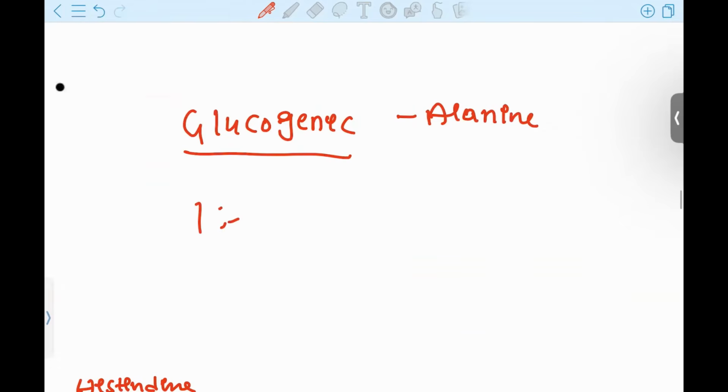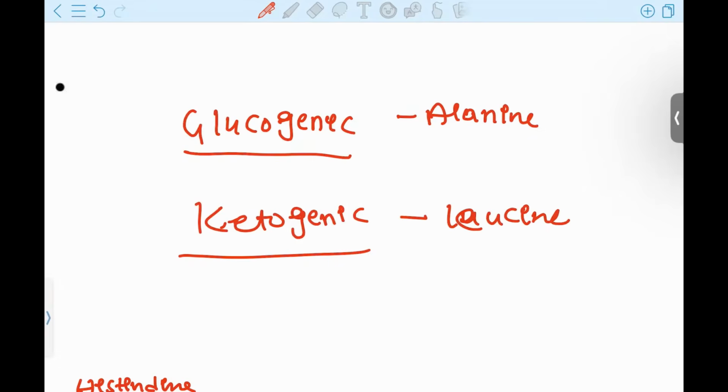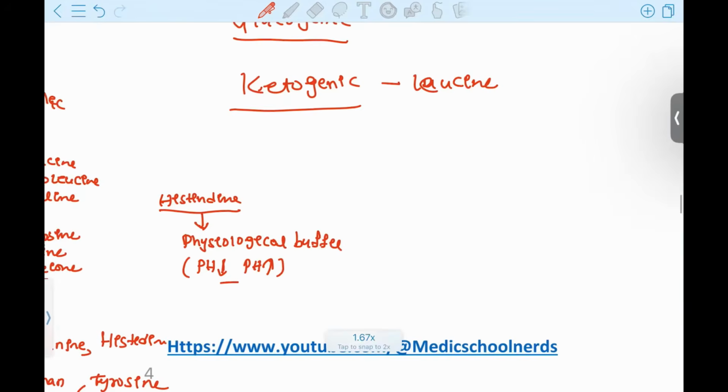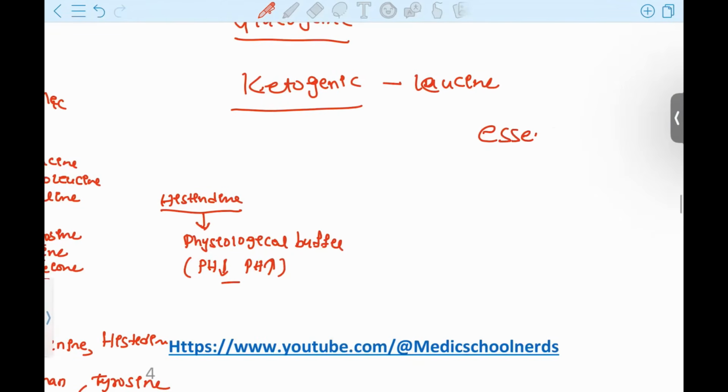And there are some amino acids that are completely ketogenic. This is your leucine. And the remaining are all both glucogenic and ketogenic. Next, essential amino acids. What are the essential amino acids? Here you can see the essential amino acids. There is a specific mnemonic for this, commonly used: TV till 8 p.m. Okay, TV till 8 p.m.